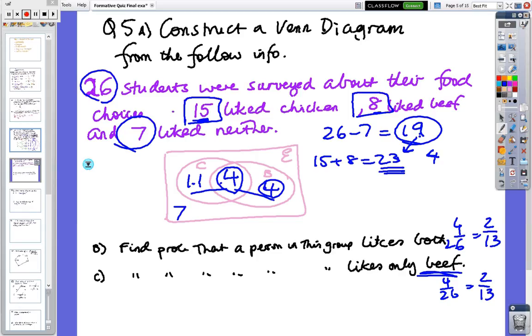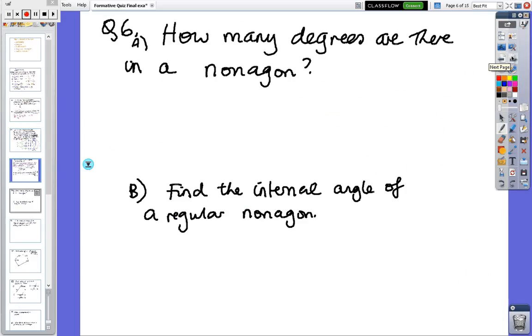Okay, so now we're looking at polygons, so we'll get through this as quickly as we can. So you should have this in your cheat notes, what nonagons and so on are. Okay, so have a go. Right, so we're back again.